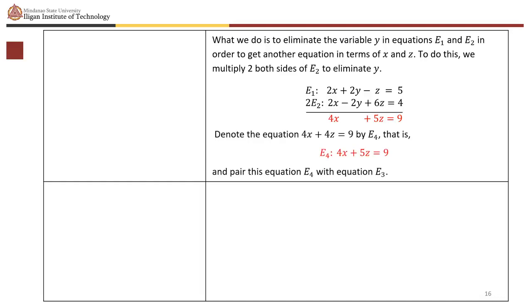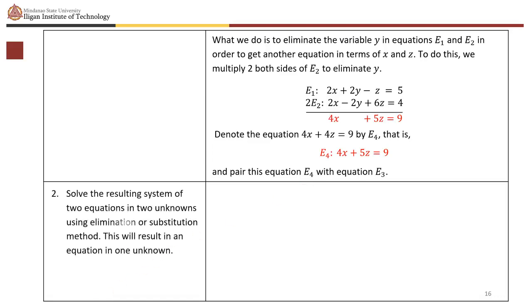Denote the equation 4x plus 5z equals 9 by e sub 4. And pair this equation e sub 4 with equation e sub 3. Then solve the resulting system of two equations in two unknowns using elimination or substitution method. This will result in an equation in one unknown.